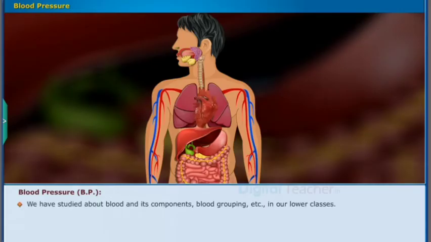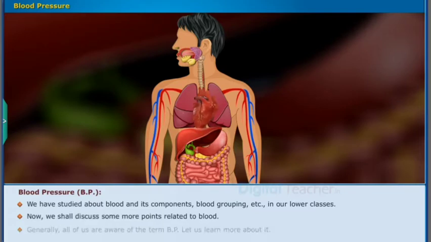We have studied about blood and its components, blood grouping, etc. in our lower classes. Now, we shall discuss some more points related to blood. Generally, all of us are aware of the term BP. Let us learn more about it.